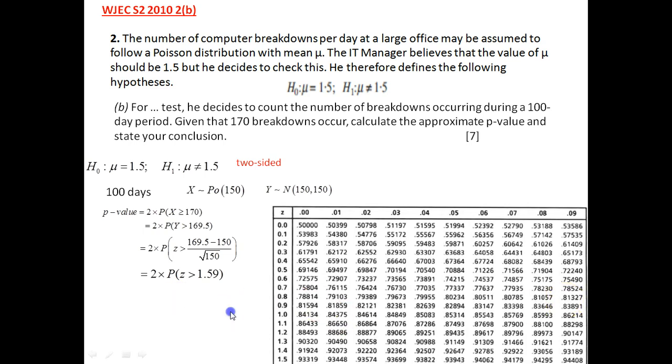Table 3, and we get 1.59 being 0.94408. So I want 1, take away that, being as I want above 1.59, and double that, being as it's two-sided. We're now above 11%, therefore not enough evidence to reject H0. The mean is still 1.5 breakdowns a day.